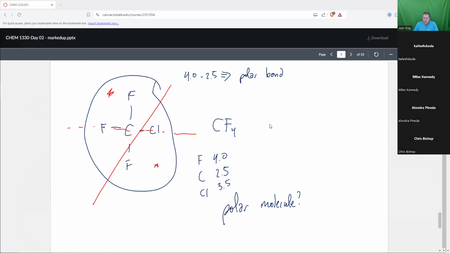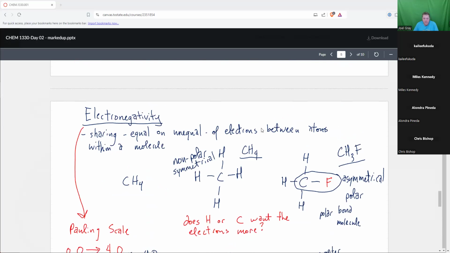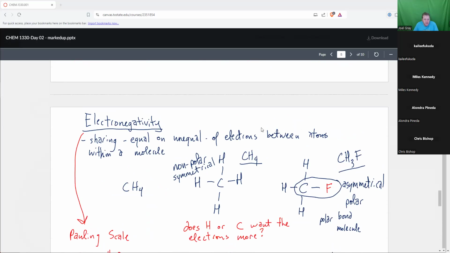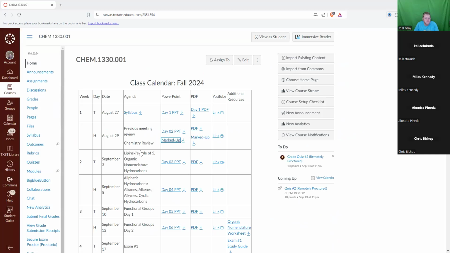Okay. Does anyone have any questions about basically these foundations, electronegativity, bond polarity, or anyone have any questions about basically the first 12 items on the study guide? Okay.